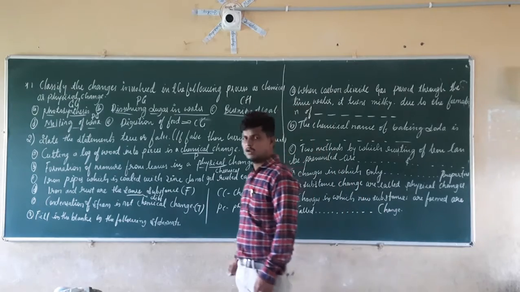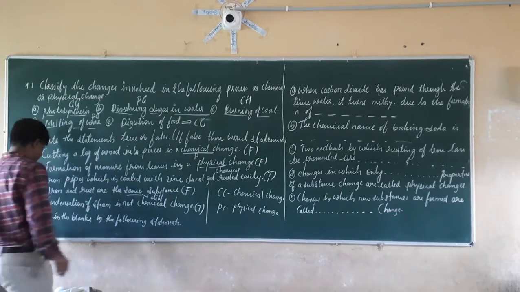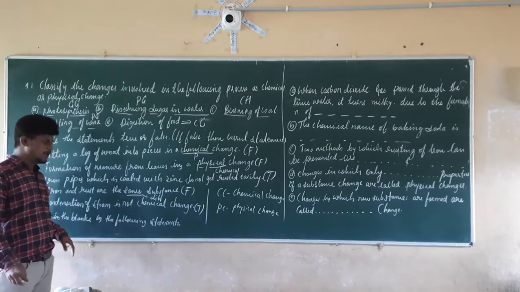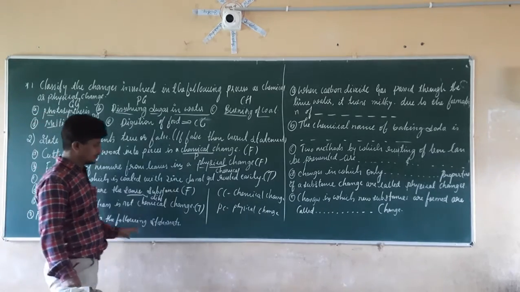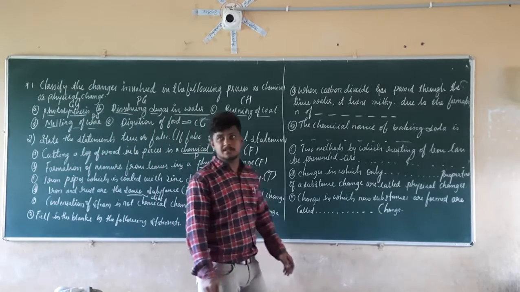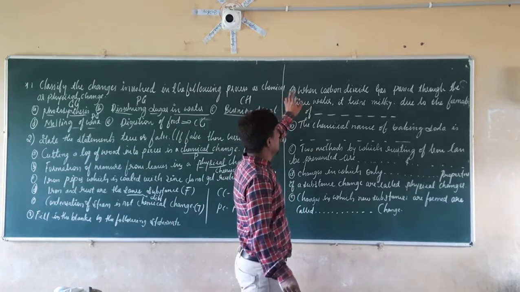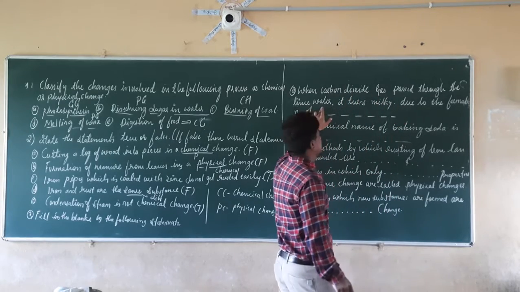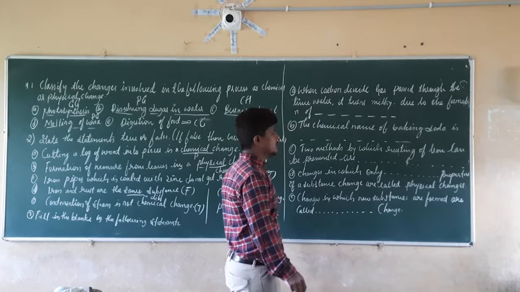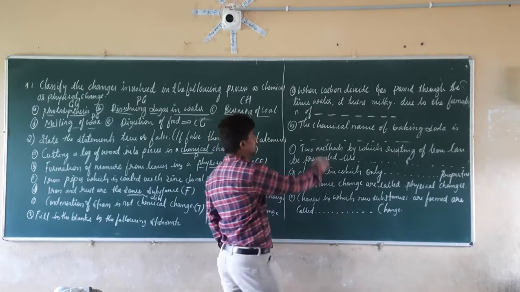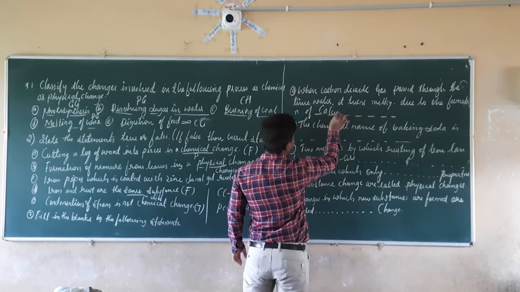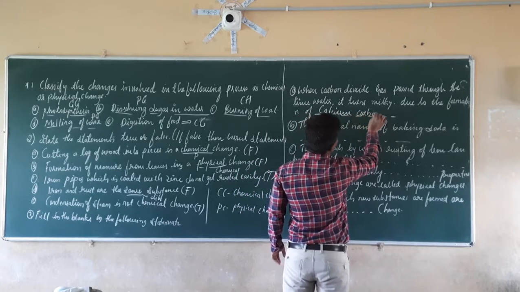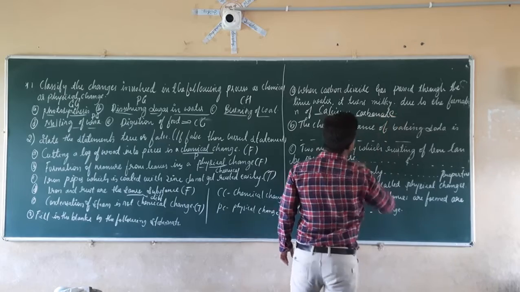And now next, main question number 3. Fill in the blanks in the following statements. So let us take the first statement here. When carbon dioxide gas passes through lime water, it turns milky due to the formation of what? Due to the formation of calcium carbonate, that is CaCO3.